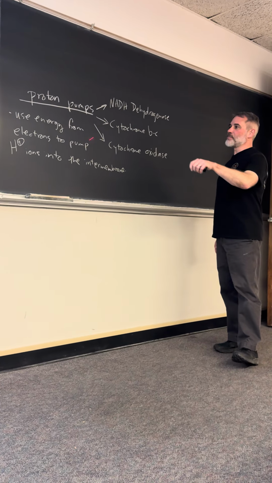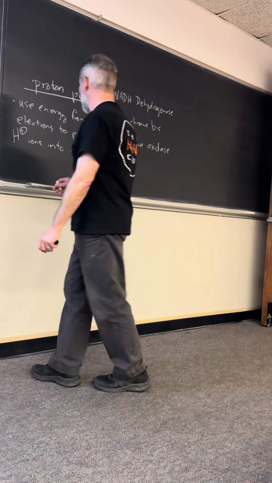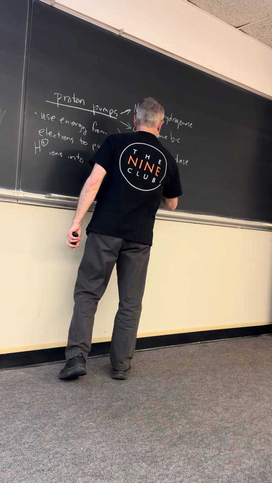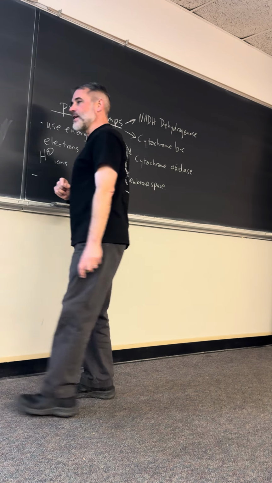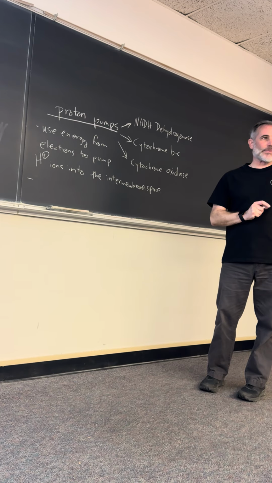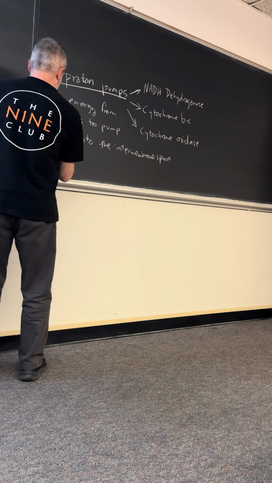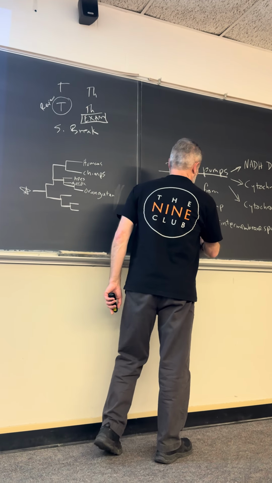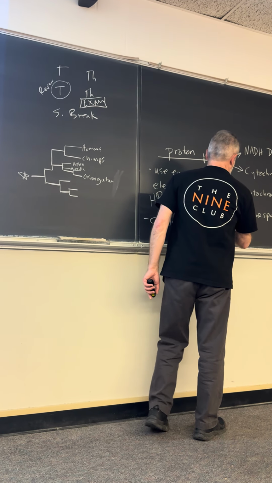All right, so we've got our proton pumps. They use energy from electrons to pump hydrogen ions into the intermembrane space. Okay, and the end of this story about the proton pumps is that they create an electrochemical gradient. This is the second time we've seen that.